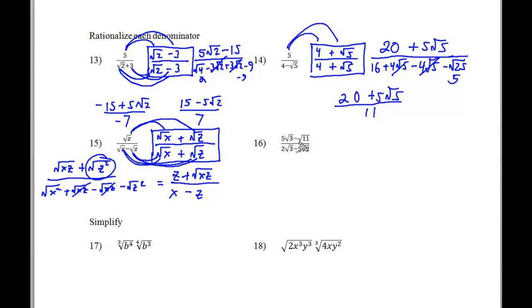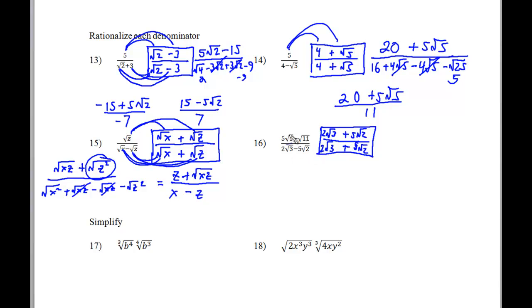Last one, problem number 16. Well, this one's going to be a lot of work here because there's going to be a lot of FOIL in top and bottom. So we're going to multiply the top and bottom by 2 square roots of 3 plus 5 square roots of 2. So it's exactly like the denominator, except that you have to use the opposite symbol. 2 square roots of 3 plus 5 square roots of 2.